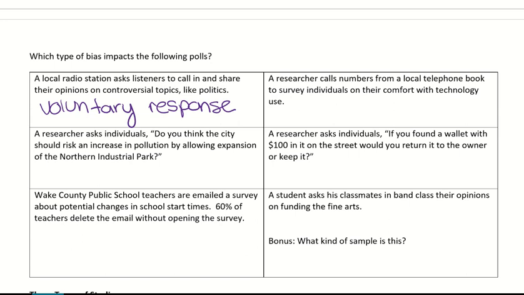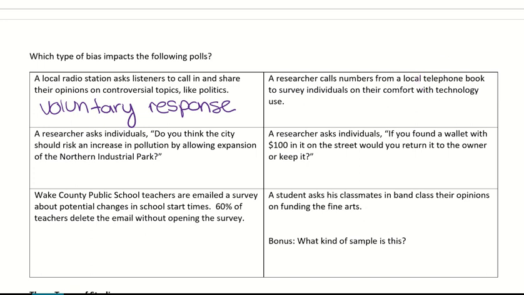Next, a researcher calls numbers from a local telephone book to survey individuals on their comfort with technology use. Think about a telephone book today. What kind of numbers are in a telephone book? Landlines, right? And most people who still use their landline regularly aren't using a cell phone regularly. So think about people that might fit into that group. It might be the elderly. It might be people who aren't comfortable with cell phones. So this is leaving people out for sure.